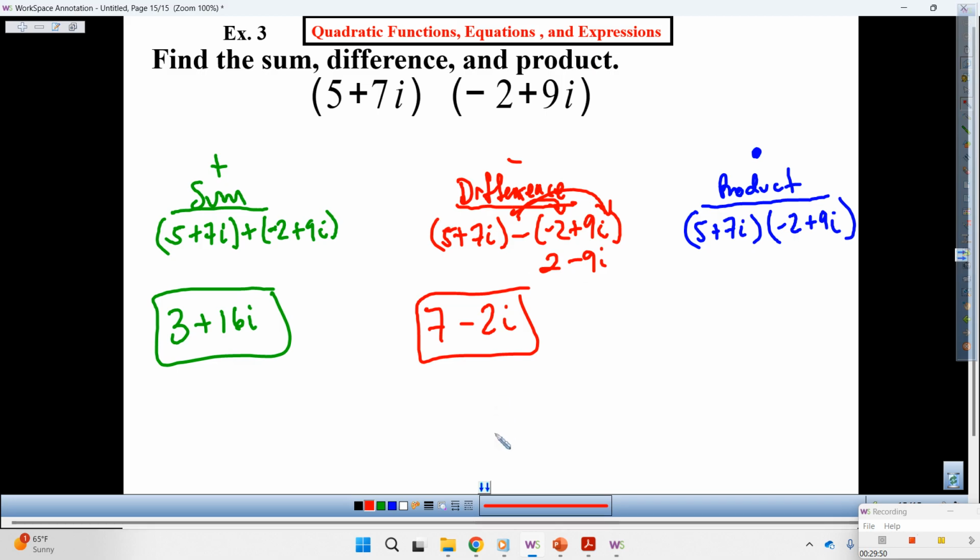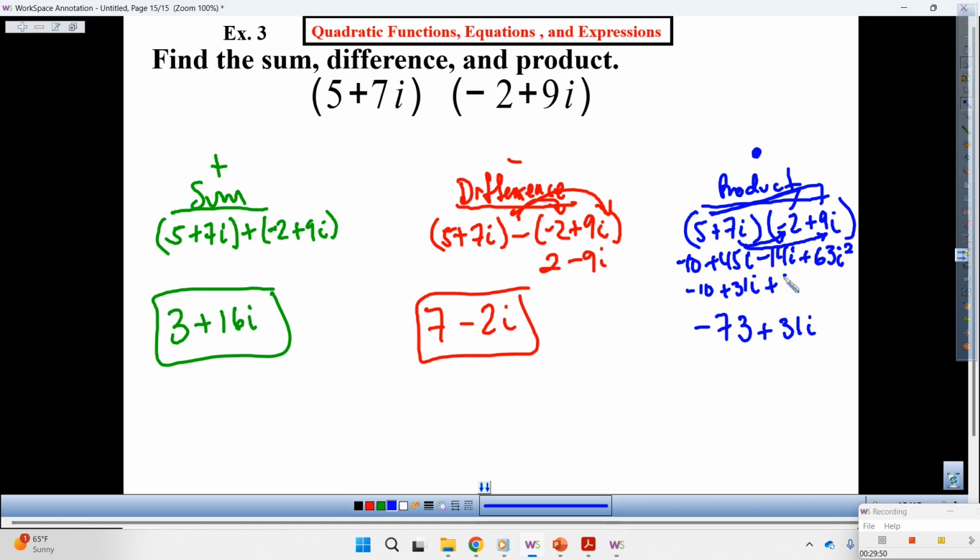All right. Product. Sebastian, what'd you get? Negative 73 plus 31i. Let's double check. 5 times negative 2 is negative 10. 5 times 9i is 45i. 7i times negative 2 is negative 14i. And 7i times 9i is positive 63i squared. Combine like terms: negative 10, 45 minus 14, that's positive 31i.